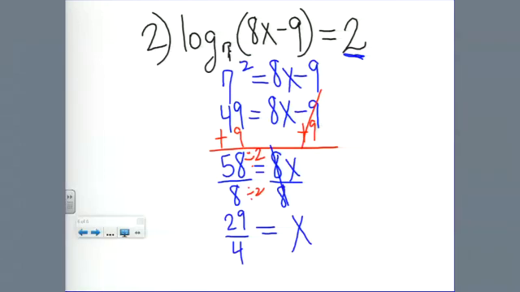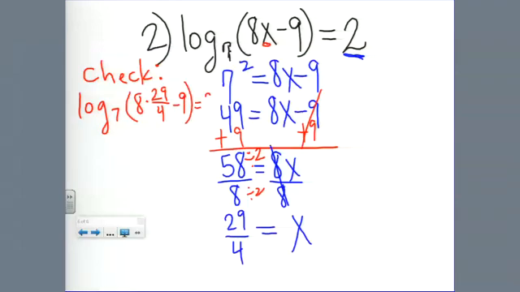Just like with radical equations or equations involving an exponent, we need to check our answer. And to check your answer, you plug it into your original equation. Replacing x with 29 over 4, minus 9, and we're checking to see if this whole thing is equal to 2.